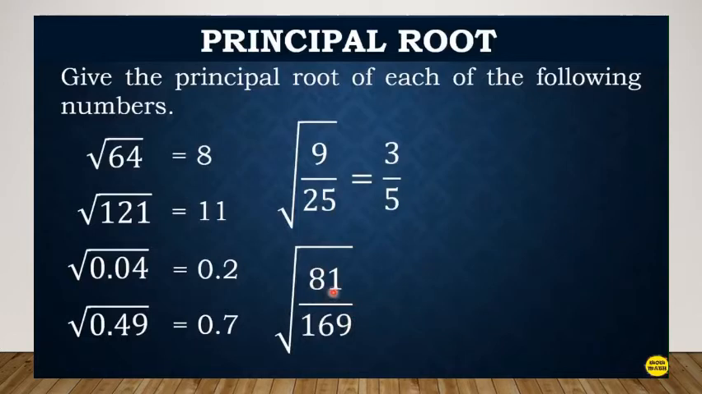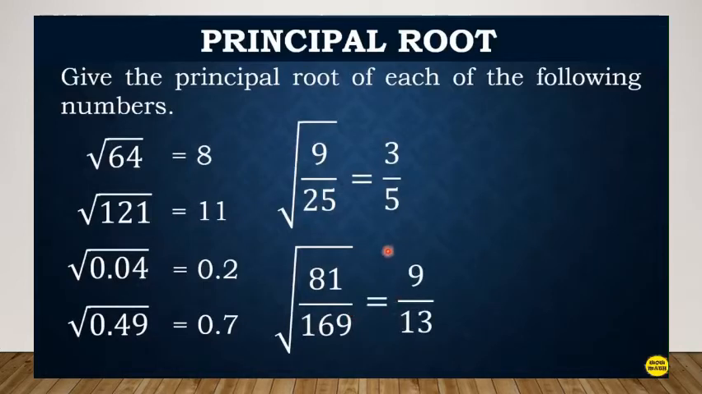So, square root of 81. Itong 81 is a perfect square and that is 9 because 9 times 9 is 81. And then 169, this is also a perfect square. So, this is 13. So, this is 9, this is 13. So, the square root of 81 over 169 is 9 over 13.